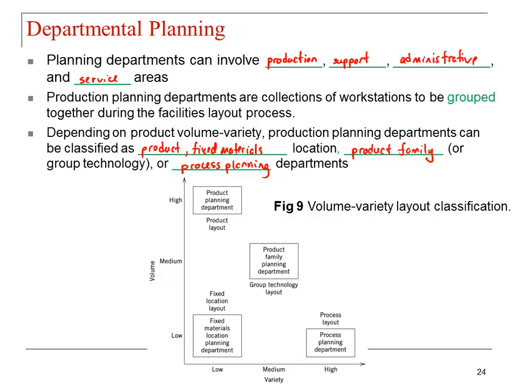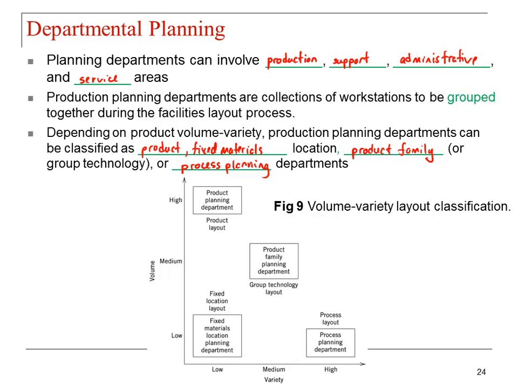So the first thing that you have to understand when you're designing this new department is what type of item or what type of product you are producing in your facility. We need to fit your product in one of these three classifications: if it is a product, fixed materials, if it's a product family, or if it is a process planning department. And the best way to do that is by following this graph.